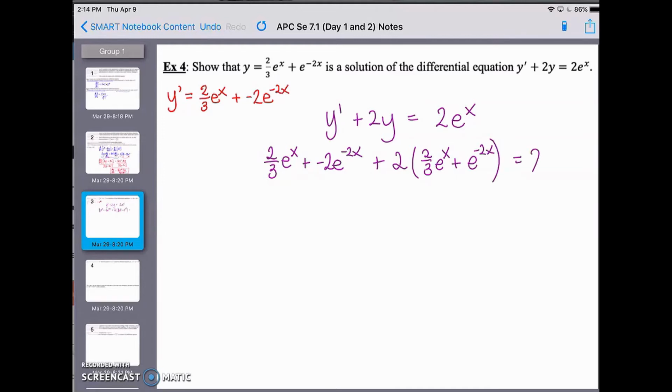And this is supposed to equal 2e to the x. Again, just trying to make the left side look like the right side. So I'm going to distribute this 2. 2 times 2/3 e to the x is 4/3 e to the x plus 2 times e to the negative 2x. These two terms do not change.